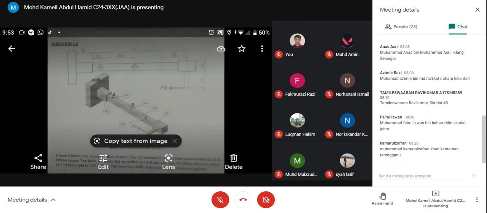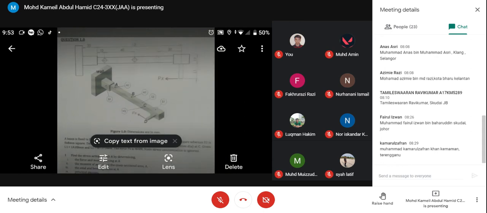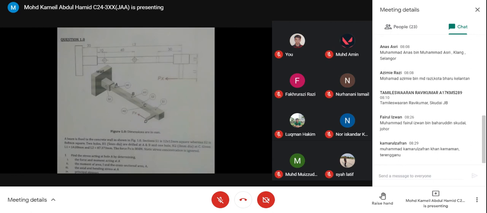Okay, tengok soalan ni. You are given a beam. A beam is fixed to the concrete wall as shown in figure 1. Dimensions are in mm. Section S1 tu dekat pangkal tu, dekat wall is 12 times 12 mm square. S2 is 8 times 8 mm square.